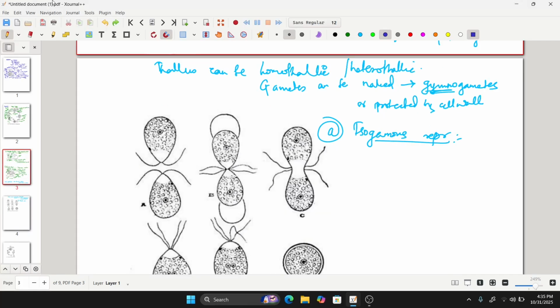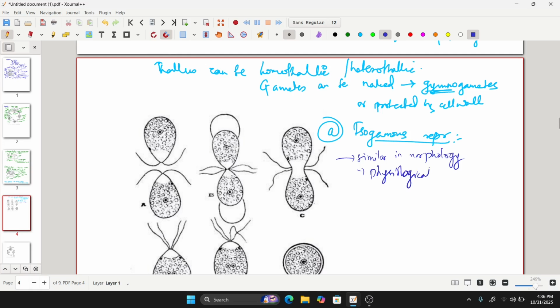So the isogamous reproduction takes place. Most Chlamydomonas species are isogamous in nature, and isogamous reproduction takes place between gametes called isogametes, which are morphologically similar but physiologically dissimilar gametes. This type of gametes is called isogametes.